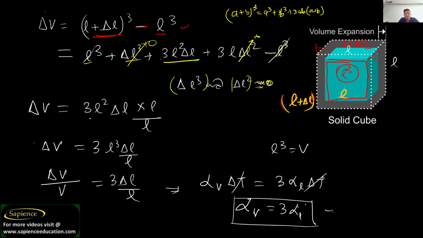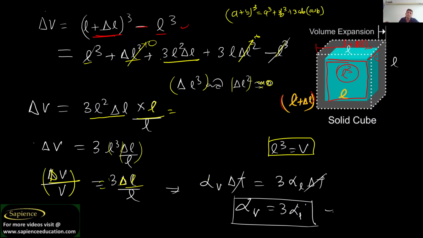So 3L square into delta L, again I am multiplying it by L and dividing it by L. So finally what we are getting here, L square into L, that is equal to 3L cube into delta L by L. Now tell me, L cube we have considered as volume. So change in volume by original volume can be written as 3 into change in length by original length.